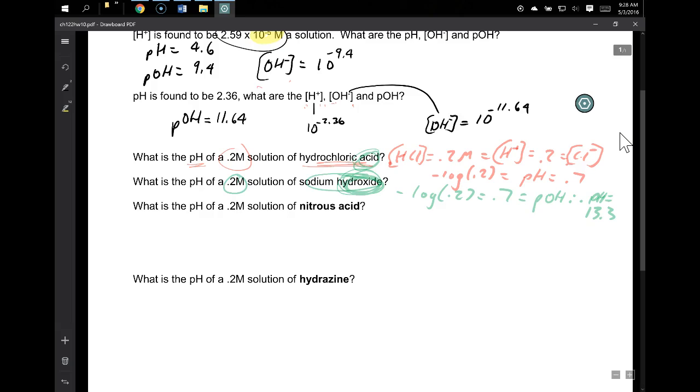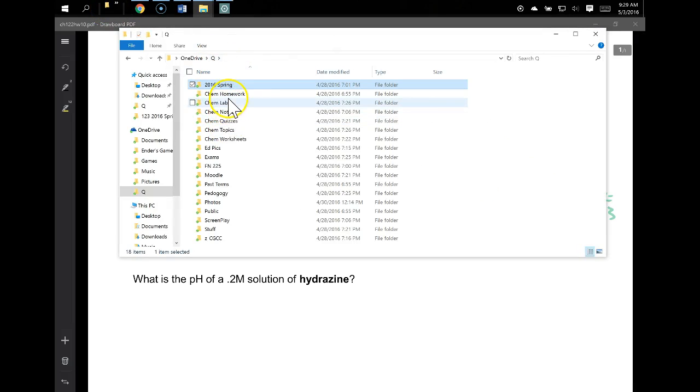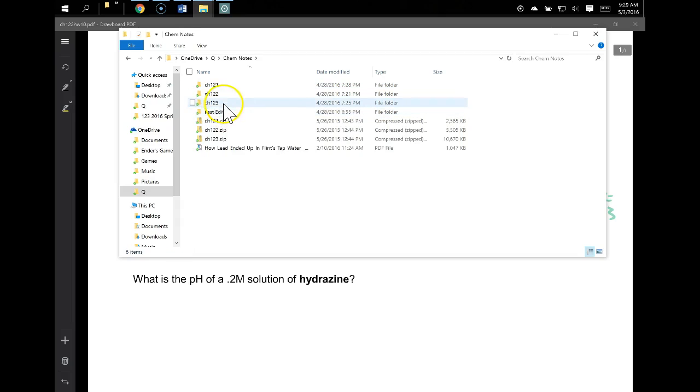And these two I have bolded, the hydrazine and the nitrous acid. Why? Because they're not strong. They're not strong. Okay, so I'm going to actually need to look up what its Ka is.